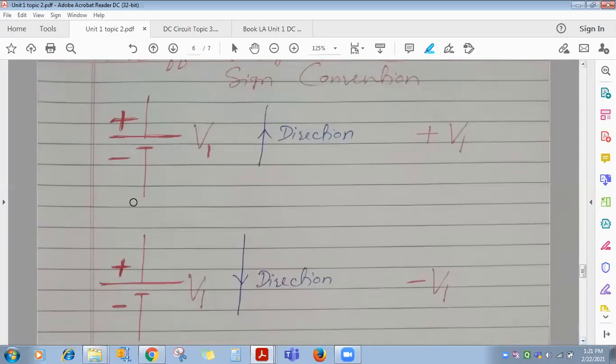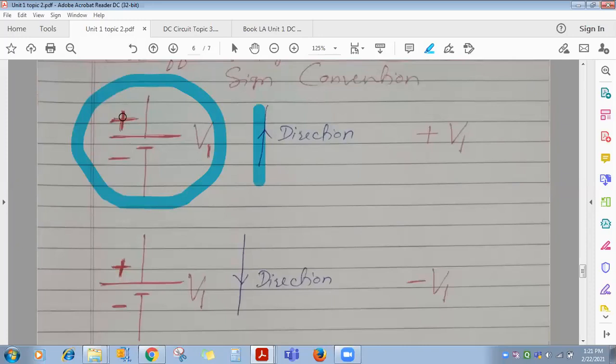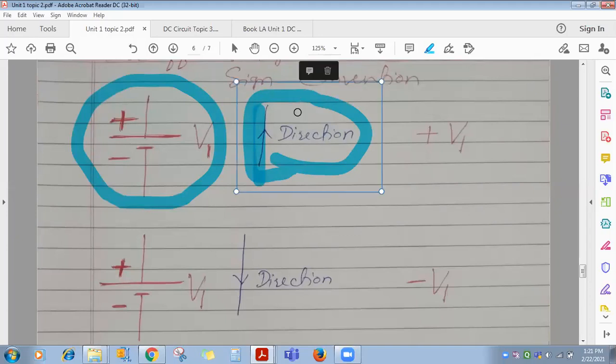So see, this is the voltage source. It's a DC voltage source, so you can see the positive and negative terminals here. Now this one is nothing but the loop direction. Whenever you are going to form KVL equations, you have to assume a loop direction. You can move clockwise also, anti-clockwise also, it doesn't matter.